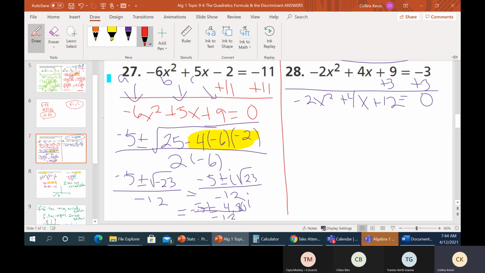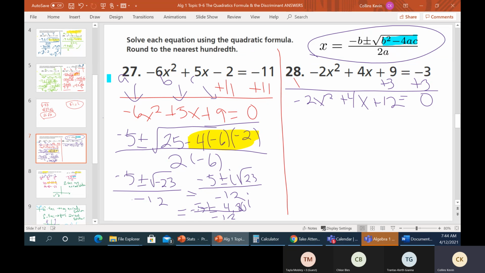All right, moving on. So again, we identify our values. There's A, there's B, and there's C. Plug and chug time, right? So we say minus B is going to be minus 4, and then plus or minus the square root of B squared, so that's 16. Right, then minus 4 times A, which is negative 2, times C, which is 12. All that stuff is going to be over 2 times A, which is minus 2.